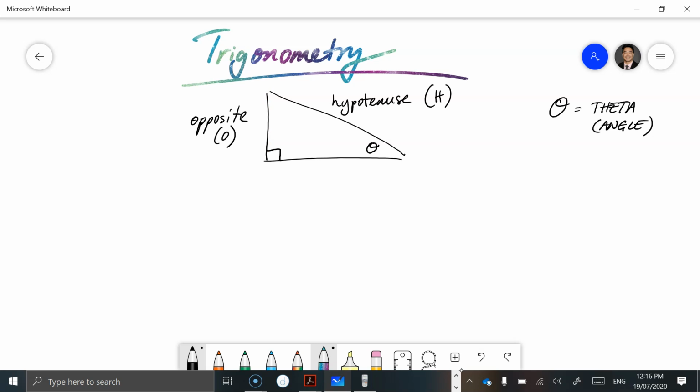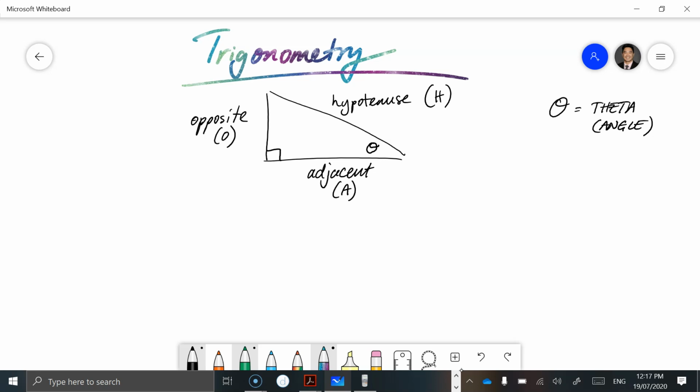Okay, so this side at the bottom, we're going to call it the adjacent. And we're going to label this as A. Okay, the word adjacent means next to, and we can see that this side is next to theta. Okay, so we've got theta, we've got the hypotenuse, we've got the opposite, and we've got the adjacent.